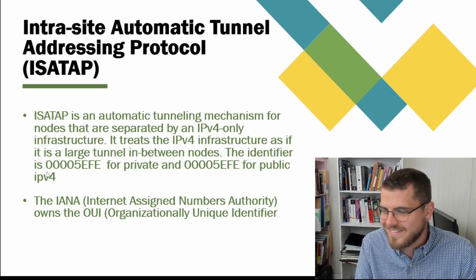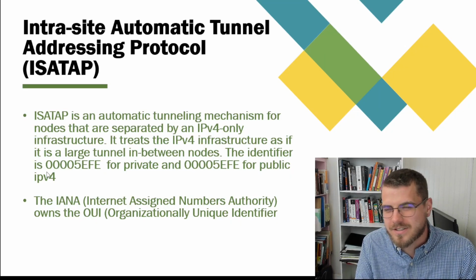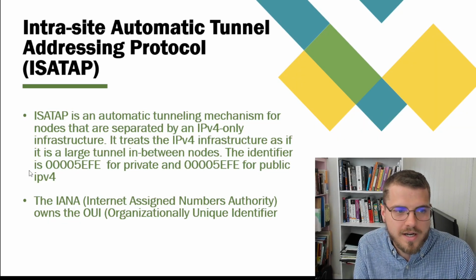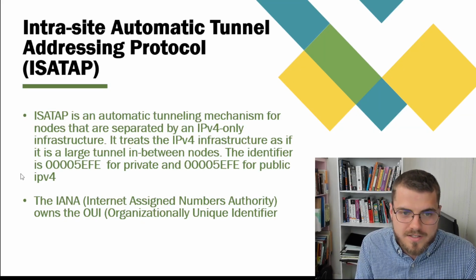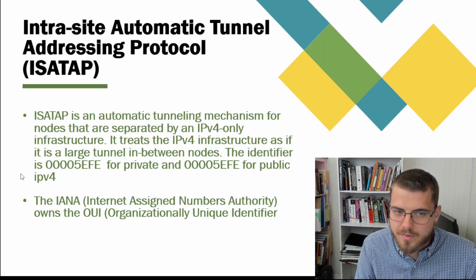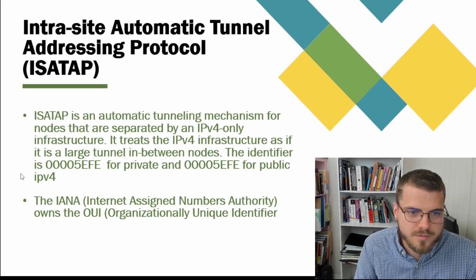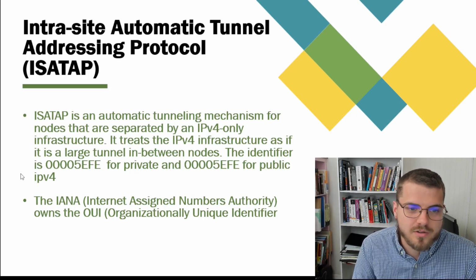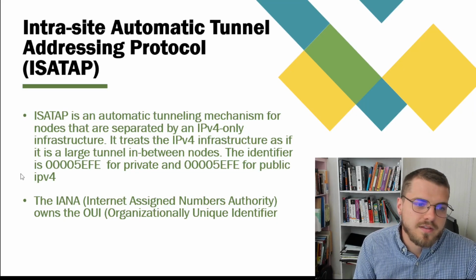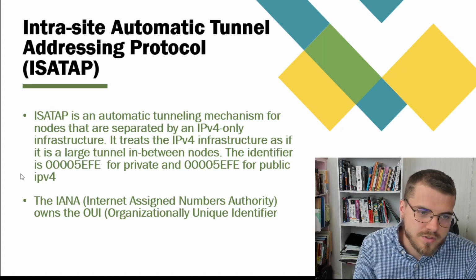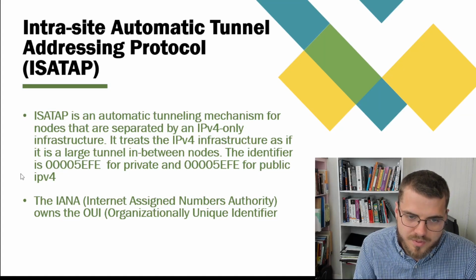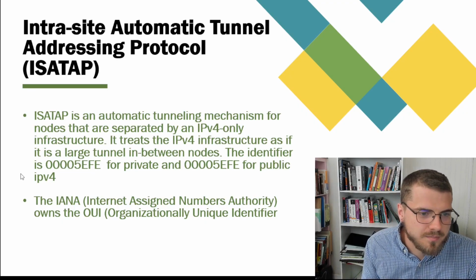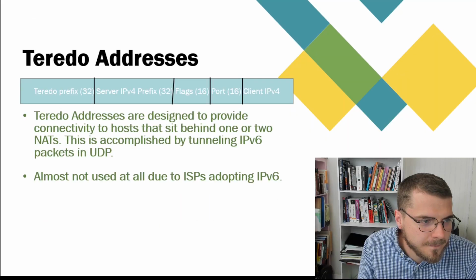ISATAP, this one took me, I was reading this page like 10 different times. Like, what? This is Intra-Site Automatic Tunnel Addressing Protocol, or ISATAP. And it's an automatic tunneling mechanism for nodes that are separated by IPv4 only infrastructure. It treats the IPv4 infrastructure as if it is a large tunnel in between nodes. The identifier is 005EFE for private and 005EFE for public. Those are the same. I might have messed that up.